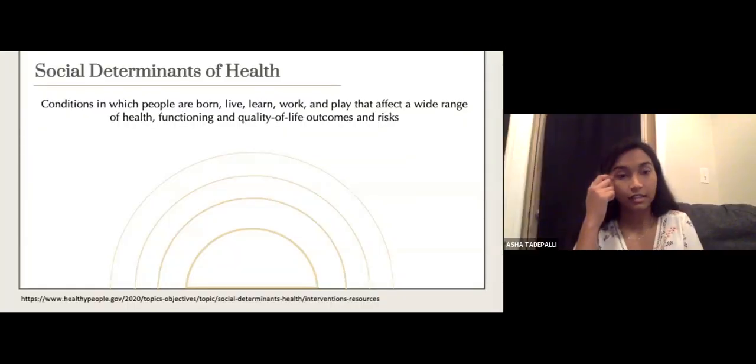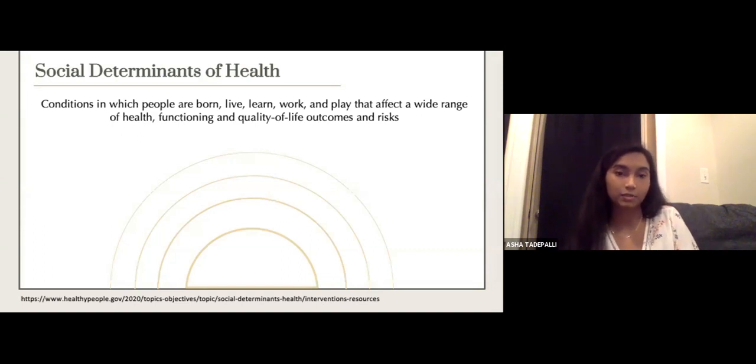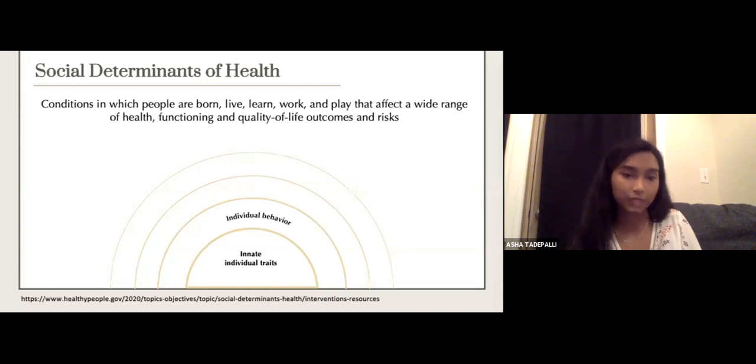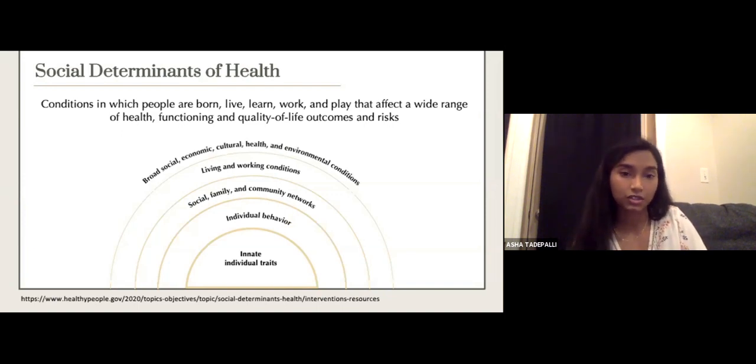Finally, let's define social determinants of health and how they relate to our patients' access to care. As defined by the Healthy People 2020 initiative, social determinants of health are those conditions in which people are born, live, learn, work, and play that affect a wide range of health, functioning, and quality of life outcomes and risks. These include a patient's innate individual traits, their individual behavior, social, family, and community networks, living and working conditions, and finally, broad social, economic, cultural, health, and environmental conditions.